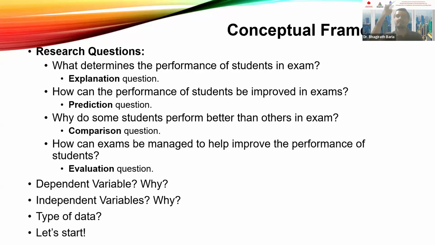The first one is an explanation question. You need to explain something. The second one is a prediction question. You want to create a model, an econometric equation that can help you to predict how well your students will perform if you make certain changes in your X variables.